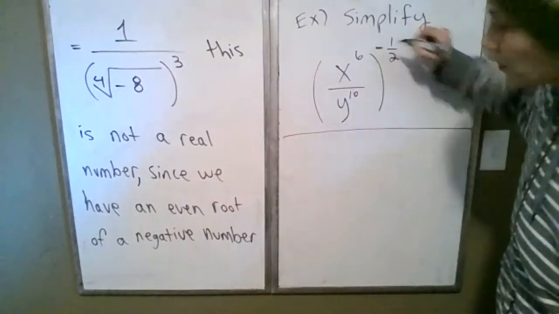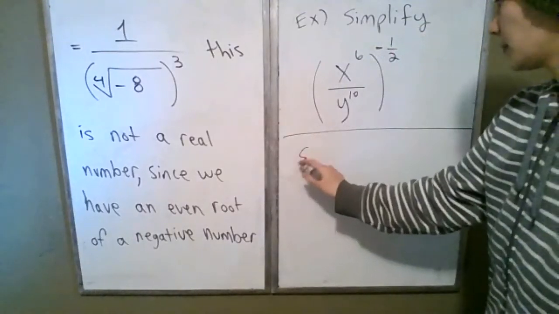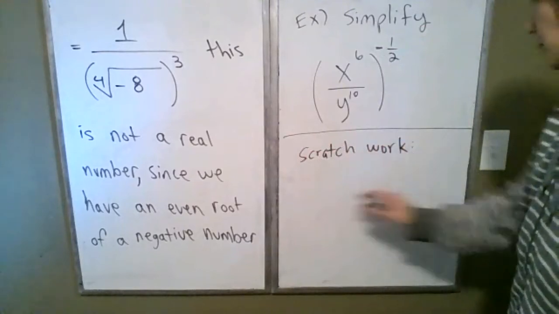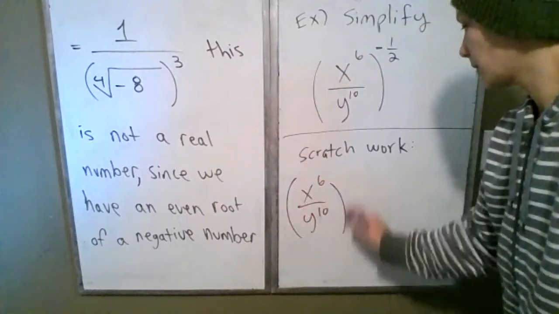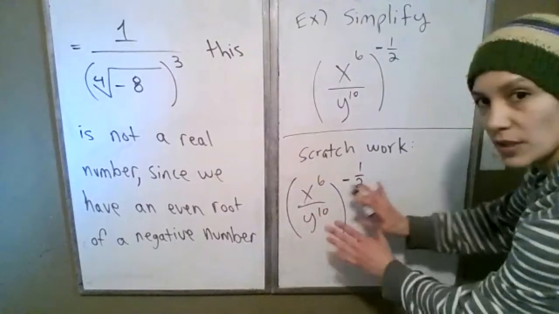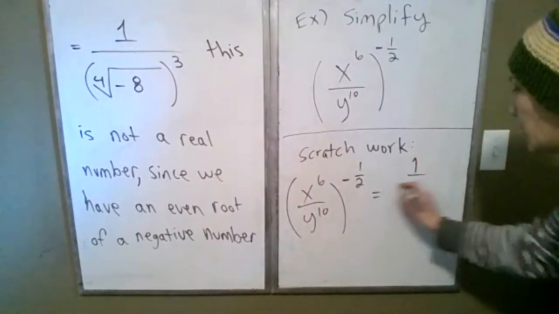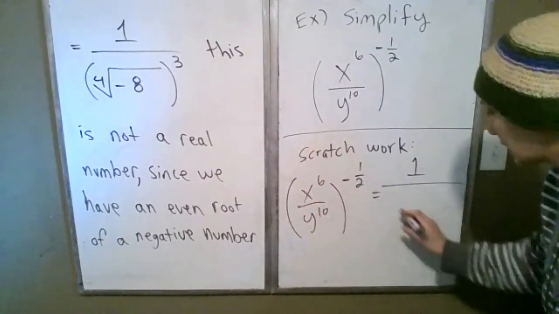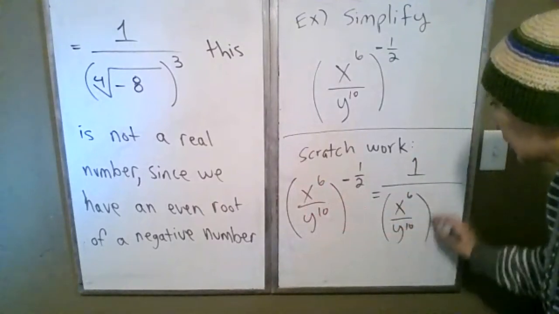So this negative sign is the first thing to take care of. We need to put 1 over all of this, but then we can have a power of positive 1/2. So you've got 1 in the numerator, it's over x to the 6th over y to the 10th, and that has a power of 1/2.